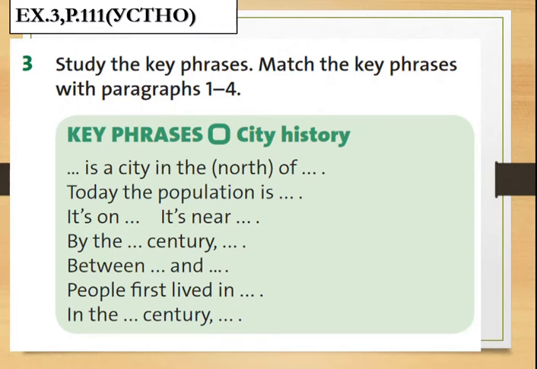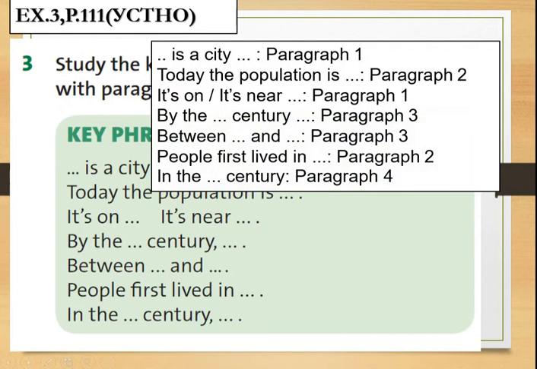Let's do exercise number 3. Study the key phrases, match the key phrases with paragraphs from 1 to 4. City history. You may stop this video and you may do this task. Let's check. Is a city. Paragraph 1. Today the population is. Paragraph 2. It's on, it's near. Paragraph 1. By the century. Paragraph 3. Between and. Paragraph 3. People first lived in. Paragraph 2. In the century. Paragraph 4.